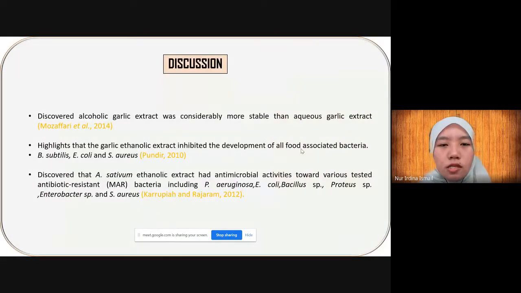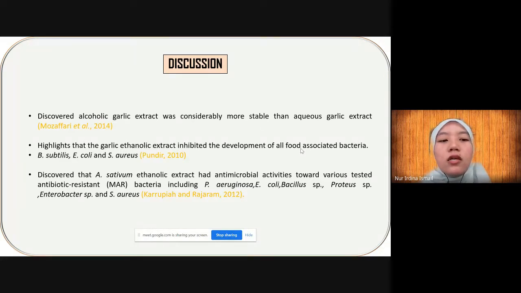Discussion. The studies below support my study based on the results that I obtained. Mozaffari et al. discovered that the alcoholic garlic extract was considerably more stable than the aqueous garlic extract. Next is Pundir, who highlights that the garlic ethanolic extract inhibited the development of all food-associated bacteria. The bacteria involved were Bacillus subtilis, E. coli, and Staphylococcus aureus.